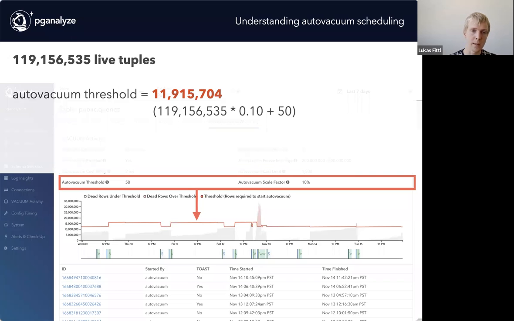And the math here is we multiply the number of live tuples by the Autovacuum scale factor. So you can see here in the middle on the right, the Autovacuum scale factor is 10%. So 10% of the table has to have changed. And also 50 tuples have to have changed, which is the Autovacuum threshold setting. So both of these combined give you the threshold. And when that threshold is met by the number of rows you've modified, then we'll see an Autovacuum kickoff.